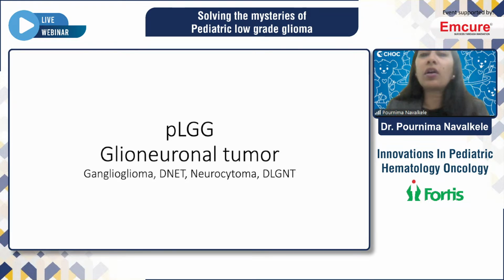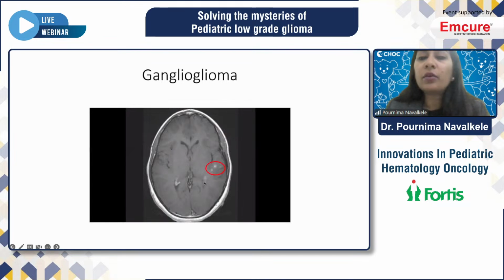So moving on to a category which is becoming more well-defined with the newer classification of WHO, the glioneuronal tumors, which involves ganglioglioma, DNET, neurocytoma, and DLGNT. Gangliogliomas, as you see in this picture, are typically cortical or subcortical, partly enhancing solid cystic type of tumors.